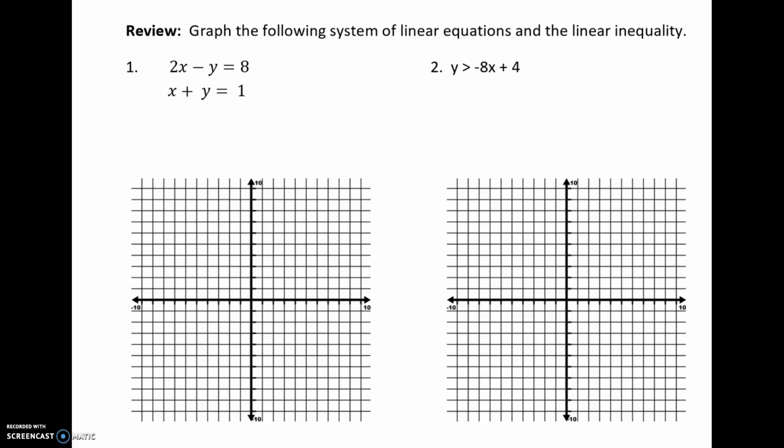We have 2x minus y equals 8. We need to put that into slope-intercept form. So I'm going to subtract 2x, and when I do, I get negative y equals negative 2x plus 8. I'm going to divide by negative 1, and I'm going to get y equals 2x minus 8. So I have a slope of 2, and I have a y-intercept of negative 8. My second equation, I'm going to subtract x so that I get y equals negative x plus 1. My slope is negative 1 and my intercept is 1.